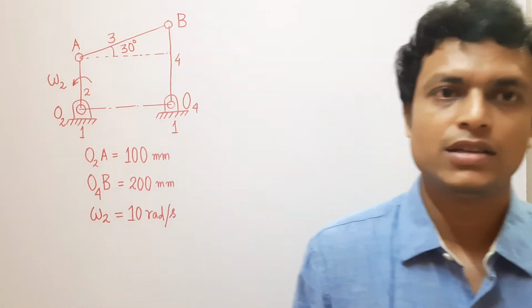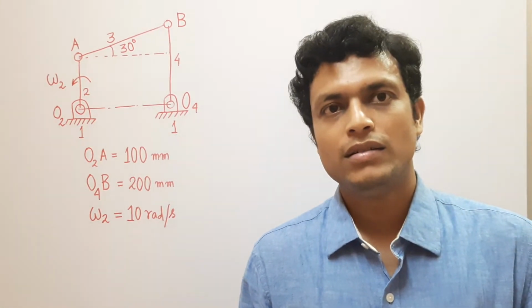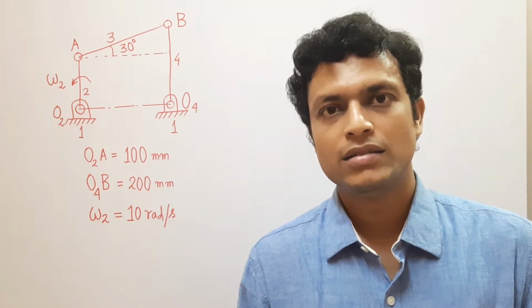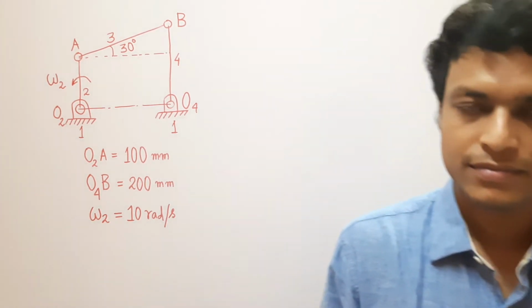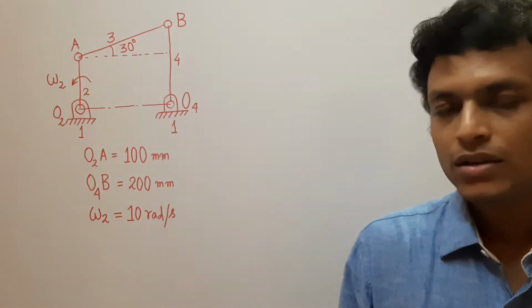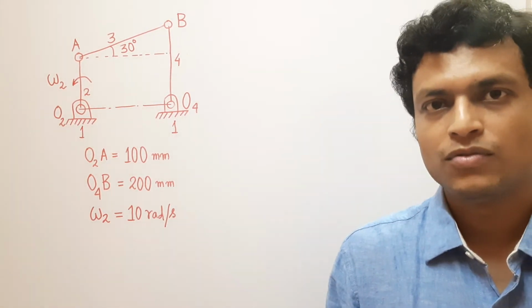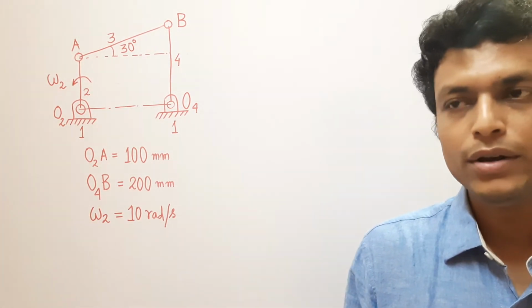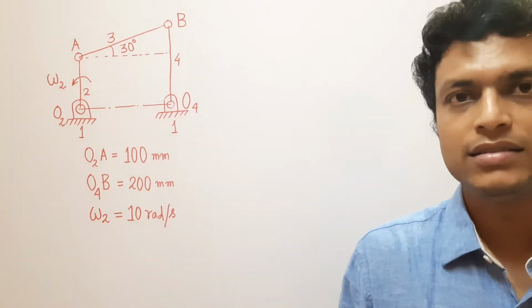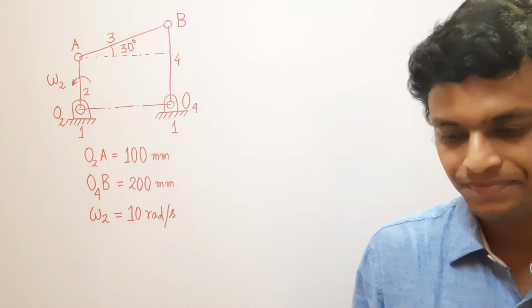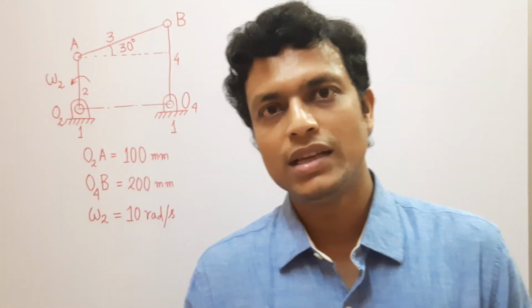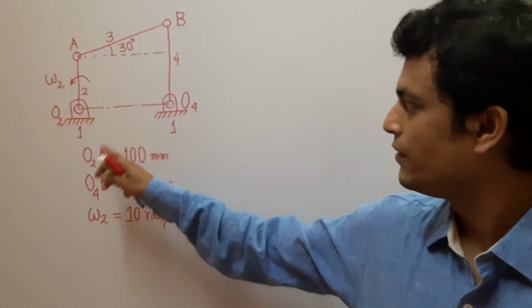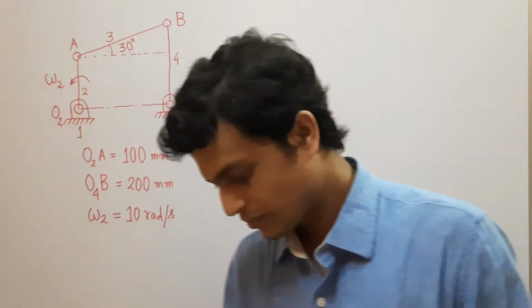In the previous lecture, we have done acceleration analysis for a slider crank mechanism. Now in this lecture, we are going to do the same for a 4-bar mechanism. So here we are going to do acceleration analysis of a 4-bar mechanism, and we will do it with an example of the given value of the link lengths.